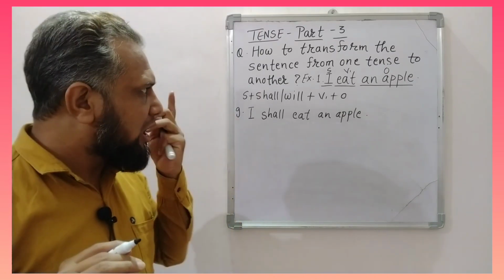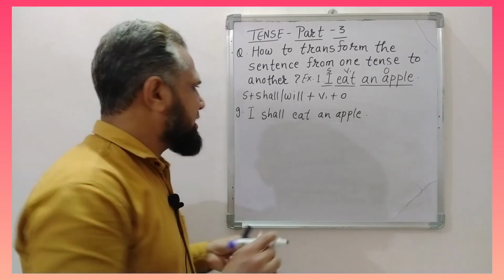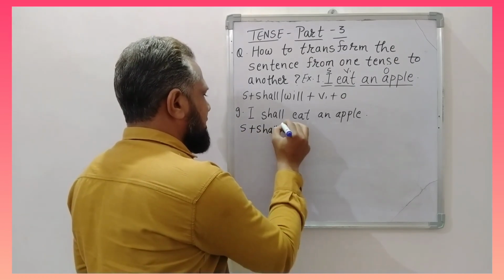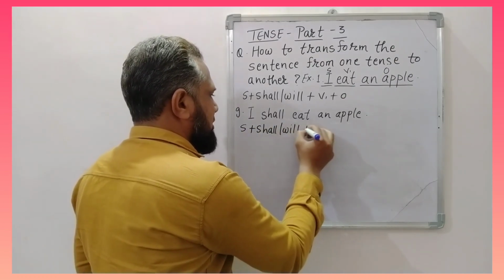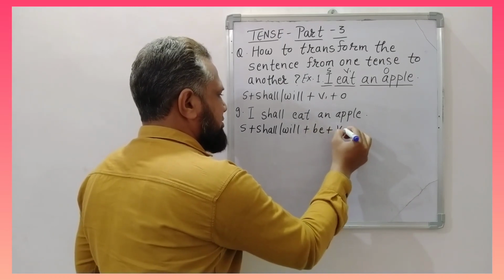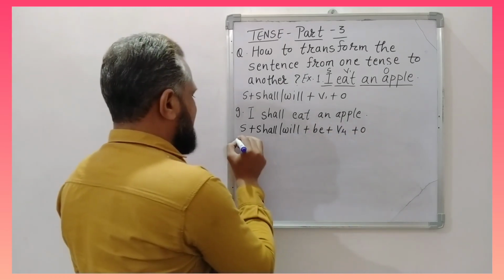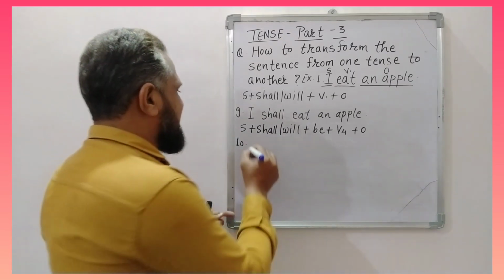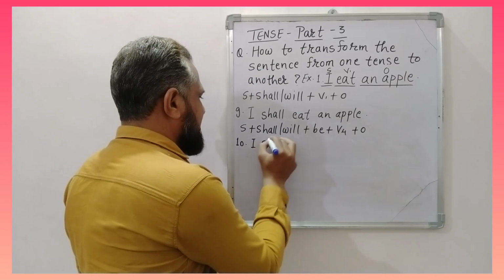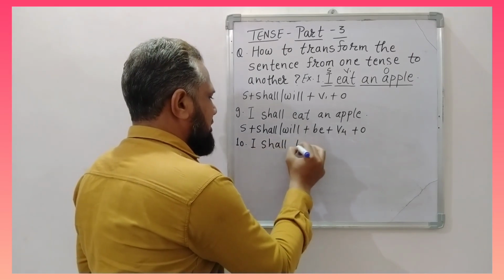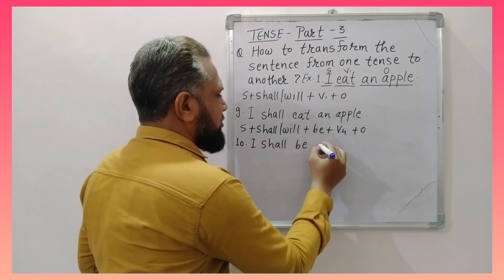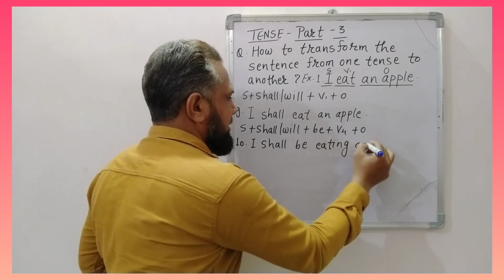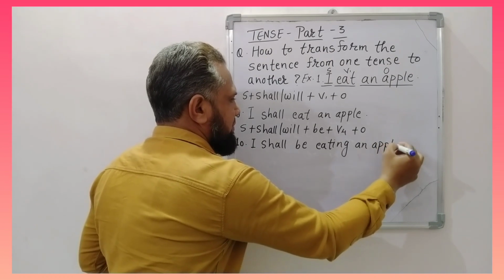The formula of future continuous tense is subject plus shall or will plus be plus V4 plus object, and if you want to transform it, the sentence will become I shall be, fourth form of eat, eating, an apple.